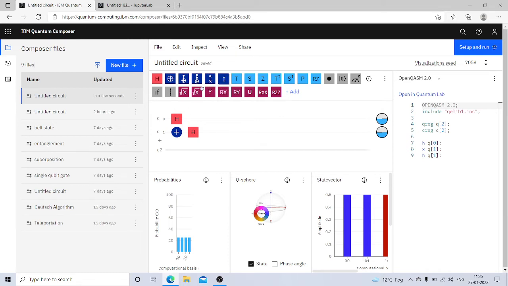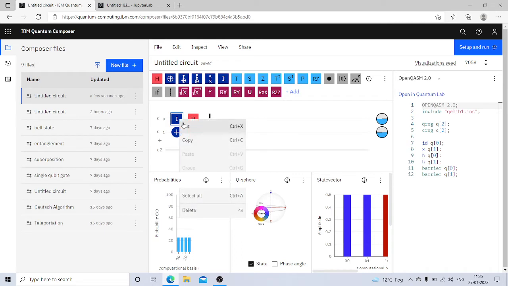I'll be using the identity gate over here because I want to make it more clear by applying the barrier. But if I don't use any identity gate, then the barrier will look more messy, like this. So the identity gate won't make any changes to the state. So next, we will be applying the CNOT gate.